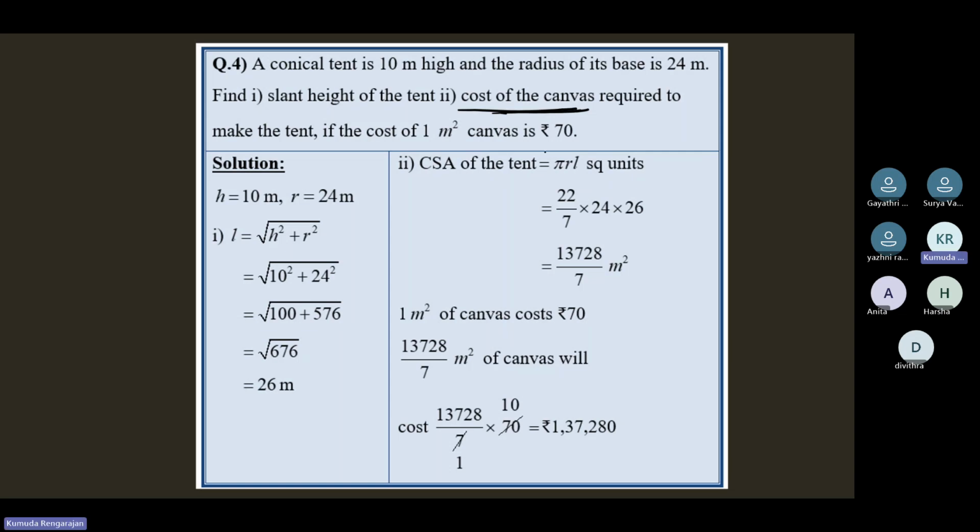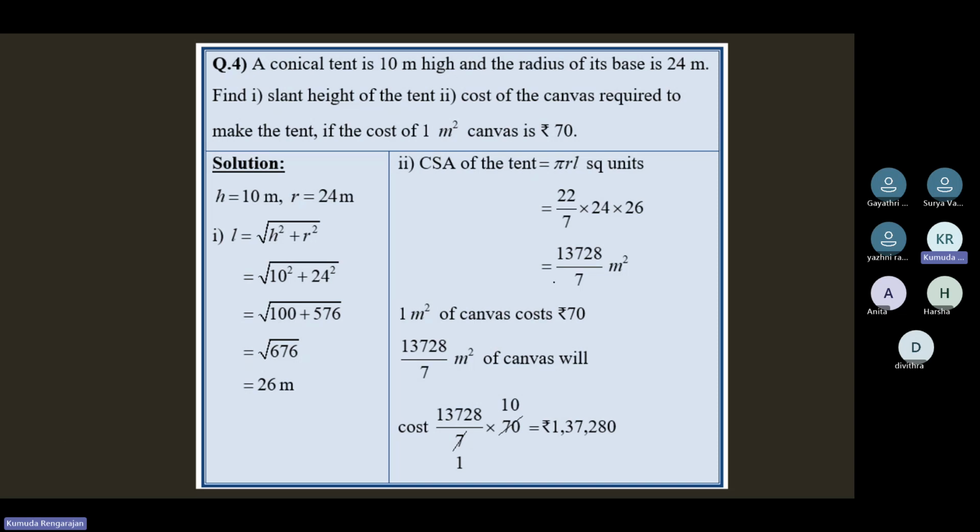So the CSA you find using the formula pi r l, pi is 22 by 7, r is 24 and l is 26, which we just found. You can just leave this as a fraction. Don't find the decimal value and all that.